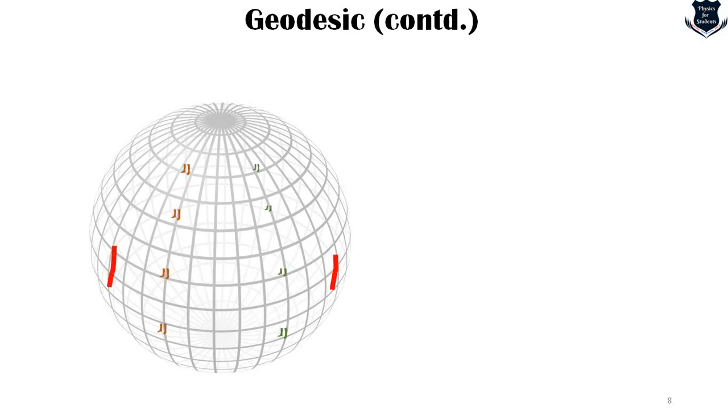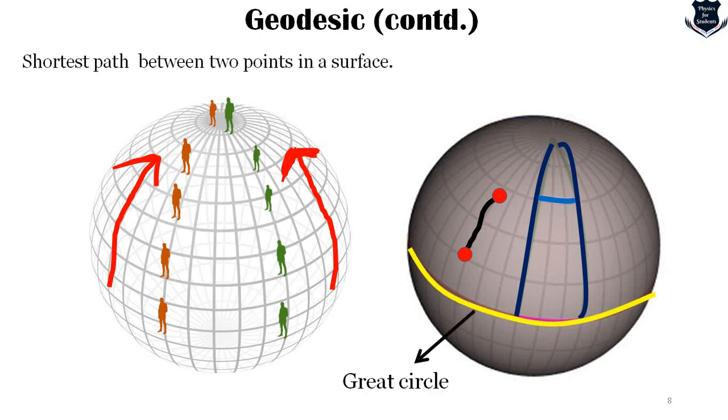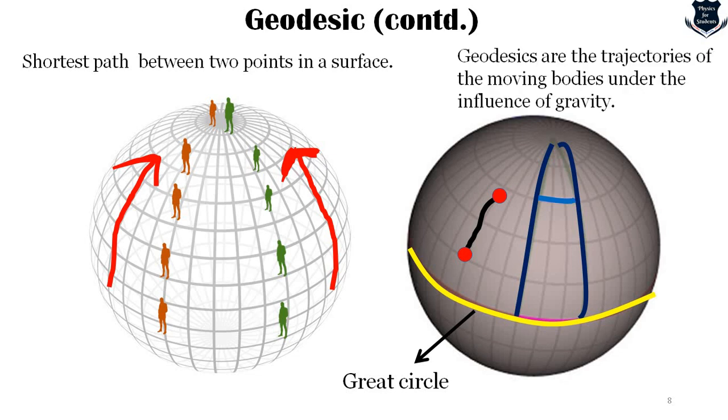So just to give you a quick wrap. Here is a sphere, and these people are moving around on it. At some point of time, you tend to meet. This is the sphere also. These are the geodesics. These are the lines which are joining the points, and this is actually called a great circle. So this denotes again the shortest path between 2 points on a surface, and geodesics are the trajectories of the moving bodies under the influence of gravity, which causes the curvature, and in that curvature the particle moves. Okay, so that is the quick recap, and now let us get into the main point of this video.